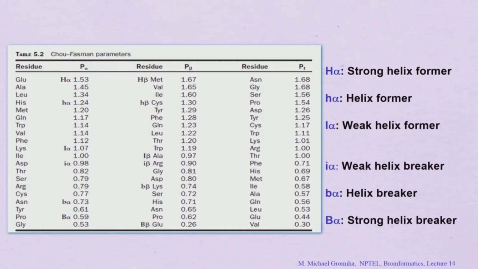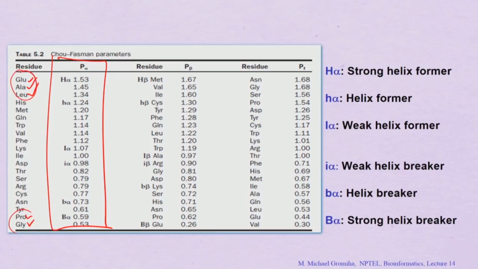For example, if you take the helix, this is the propensity values, this is the data obtained from Chou-Fasman. If you see these numbers, some of them are more than 1, some of them are less than 1. Based on these numbers, which residue is preferred to be in alpha helix? Glu, alanine and leucine. Which residue is not preferred to be in alpha helix? You can see proline, glycine and so on. These have high preference, and these residues have no preference, less preference.